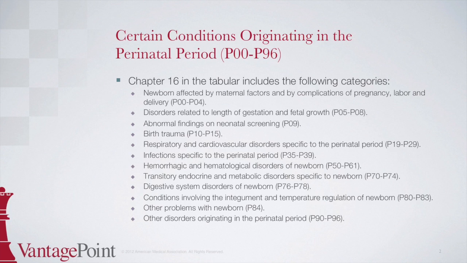As you can see on this slide, the codes for this chapter start with the letter P, which makes it easy to remember, P for perinatal. If you remember from ICD-9, these codes all started with the number 7. In ICD-9, this chapter followed the congenital anomalies chapter. In ICD-10, it was moved to follow the pregnancy, childbirth, and the puerperium chapter.